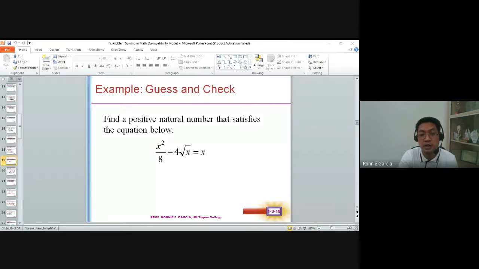You can actually check your answer kung for example ang answer nimo kay 2, pwede nimo i-substitute diri. So we may have 2 squared divided by 8. So 2 squared is 4. 4 divided by 8 is 1/2. So 0.5. Tapos minus 4 times what is the square root of 2? Kung 2 yung answer, dapat magawas 2 gihapon.